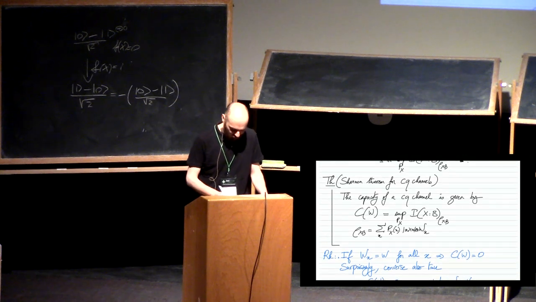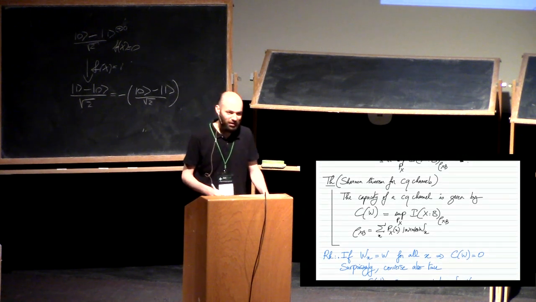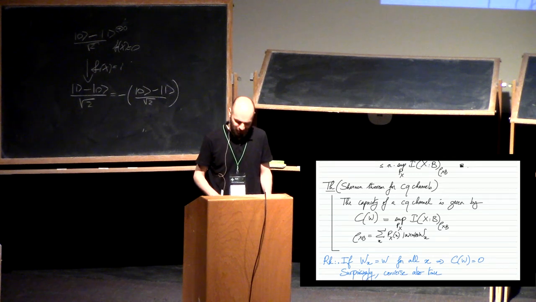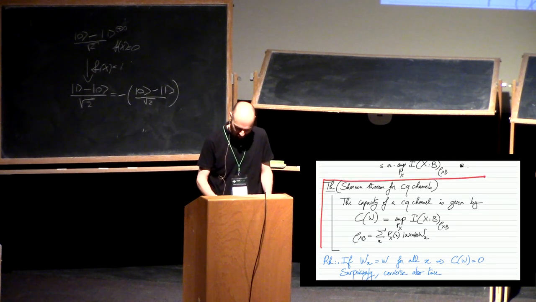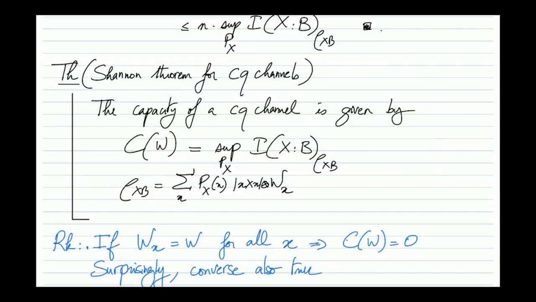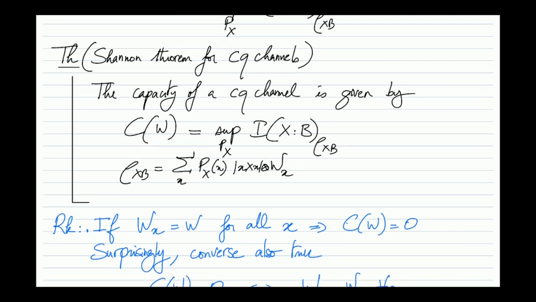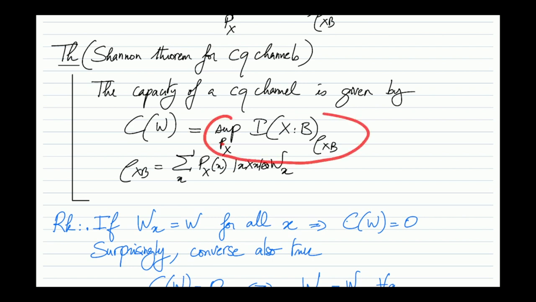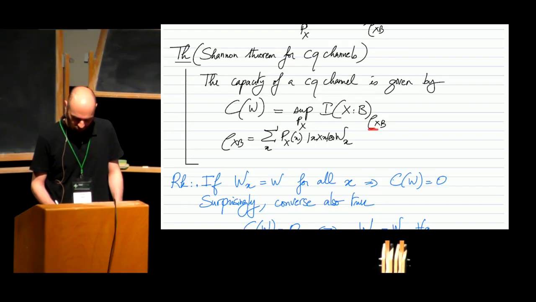Let me just state this theorem, and maybe tomorrow I will go over the proof, because for those who haven't seen Shannon's theorem before, it's useful to see it at least once. The statement that we'll finish the proof of tomorrow is the following: if you take a classical quantum channel, then this capacity, which I define as the limit of the optimal number of messages, is given by this simple expression. It's just the supremum over all input distributions of the mutual information between the input and the output, evaluated for the usual state, rho.